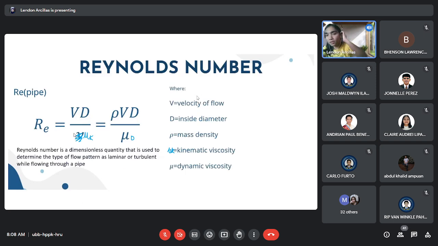Okay, so we will talk about Reynolds number. Reynolds number is a dimensionless quantity that is used to determine the type of flow pattern as laminar or turbulent while flowing through a pipe. So why are we talking about Reynolds number? Ang Reynolds number is a unitless value. So wala siyang unit. Because of the value of the Reynolds number, malalaman natin na yung flow ng ating fluid, gas or liquid, is either laminar or turbulent. So ano bang ibig sabihin ng laminar at turbulent? I will discuss this further in the next slides.